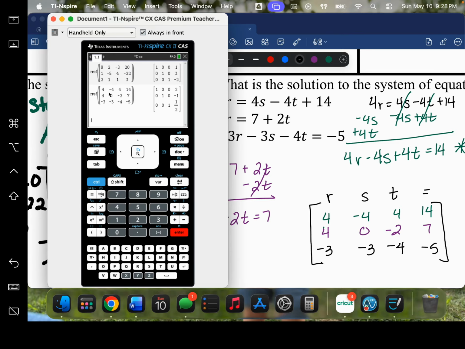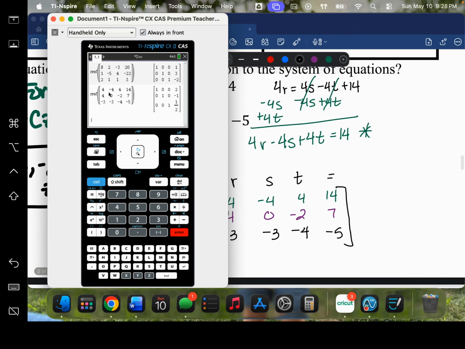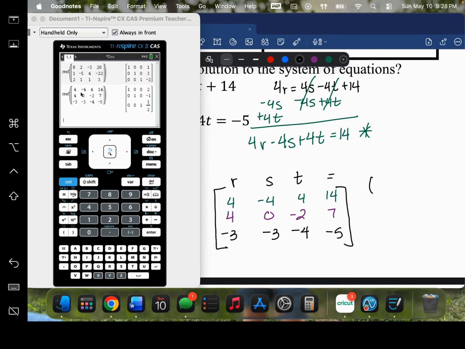And so in this case, go ahead and write that down. So now we have r of 2, we have s of -1, and t of a half. How the variables come out depends on what order you placed them in. So that's why we always typically say to place them in alphabetical order.